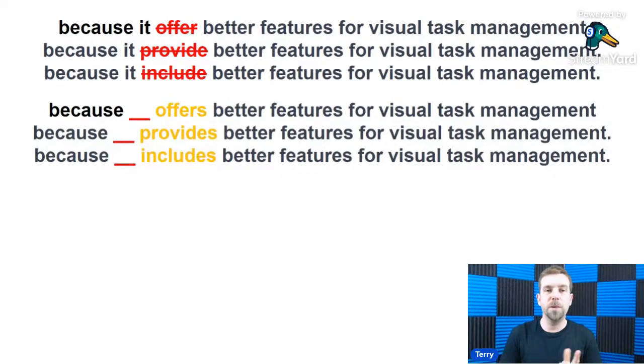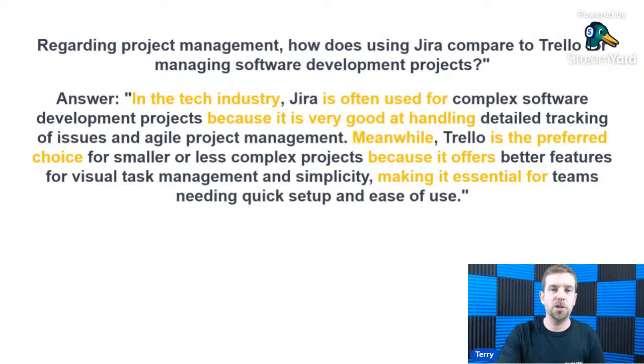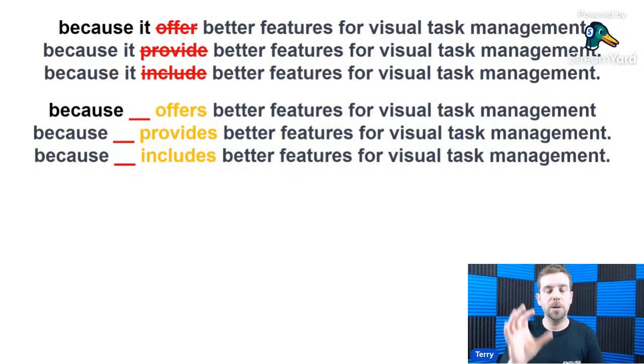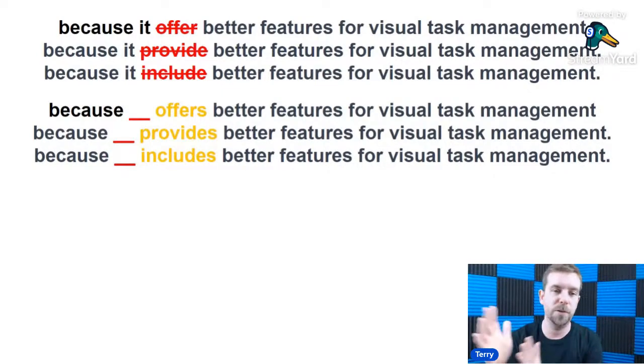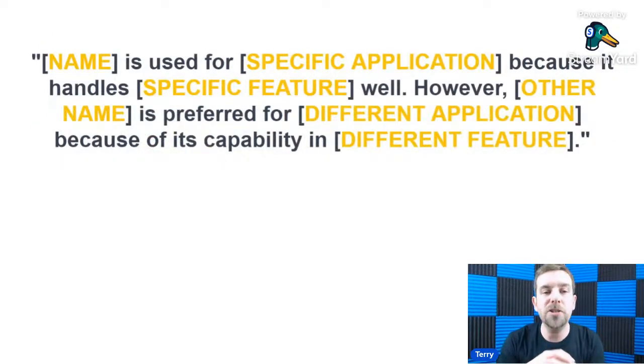Mistake number one is to forget the S: "because it offer," "it provide." And then the next thing is, if you're talking about a situation or a framework, in this case we're talking about Jira or Trello, so it's a thing, we need to use "it." If you look at the next three sentences, "because offers" versus "because it offers better features." Now, the problem is in a lot of other languages, you don't need the word "it," but in English, you always need it, right?